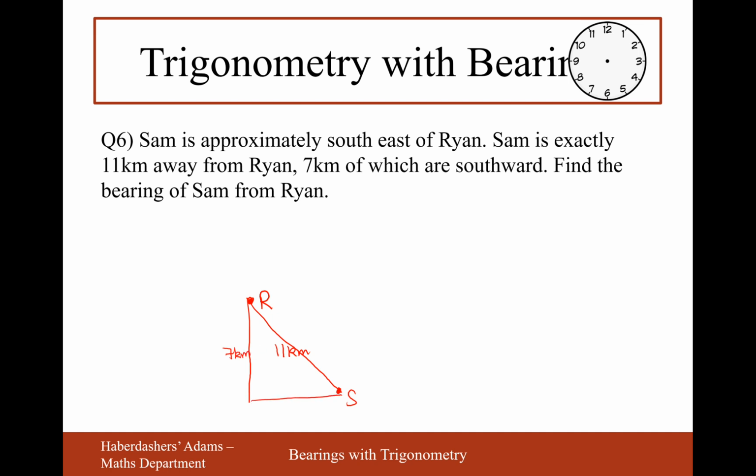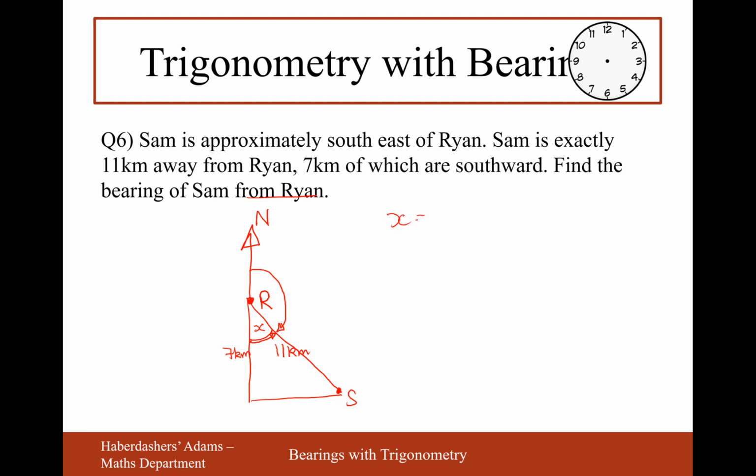Find the bearing of Sam from Ryan. So Ryan is going to be where we start, because it's from Ryan, and we're going to head towards Sam. So the helicopter pilot needs to know the angle of rotation from north to get to Sam. So the angle that I'll work out will be this angle here, and then I'll do 180 degrees, and then come back by that amount x.